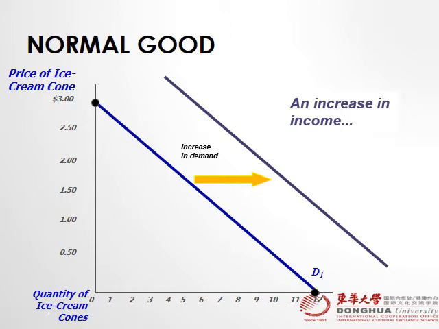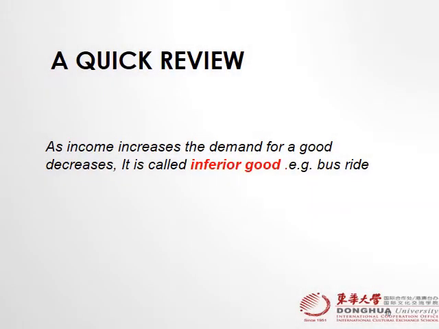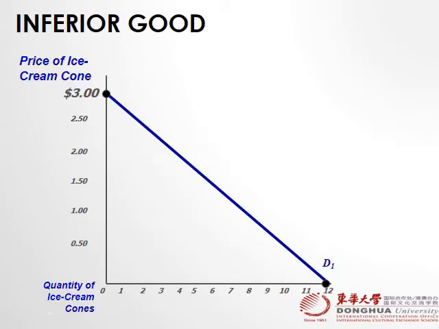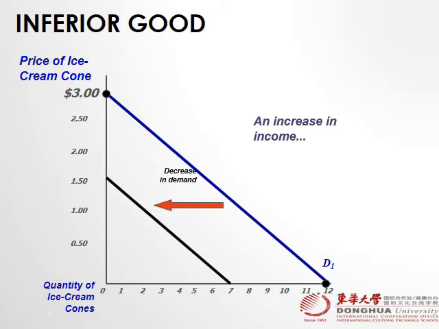And what do we mean by inferior goods? Inferior goods: if your income rises and you start consuming less of that product, we call that an inferior good. Very nice. And what do we mean graphically in inferior good? If your income rises and you start consuming less, it means a shift to the left, right?